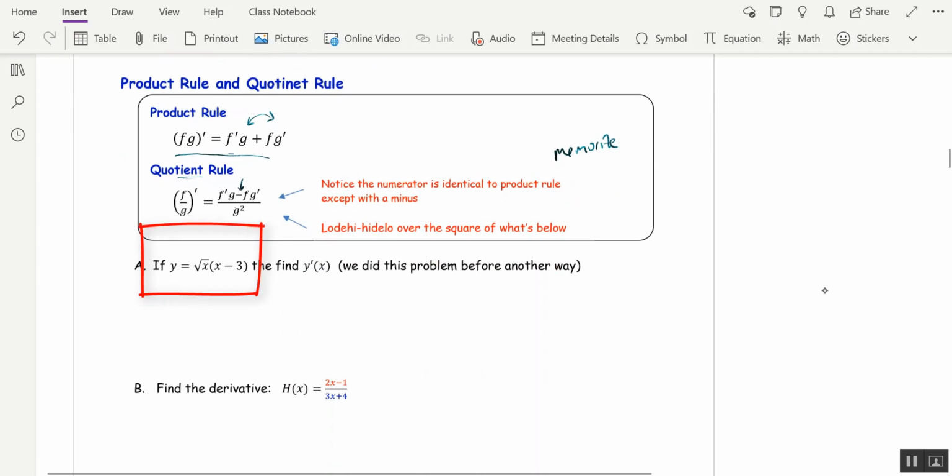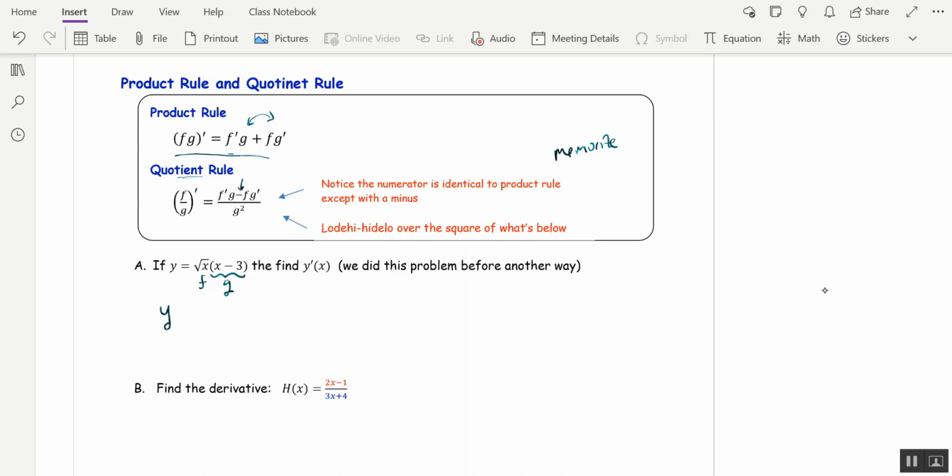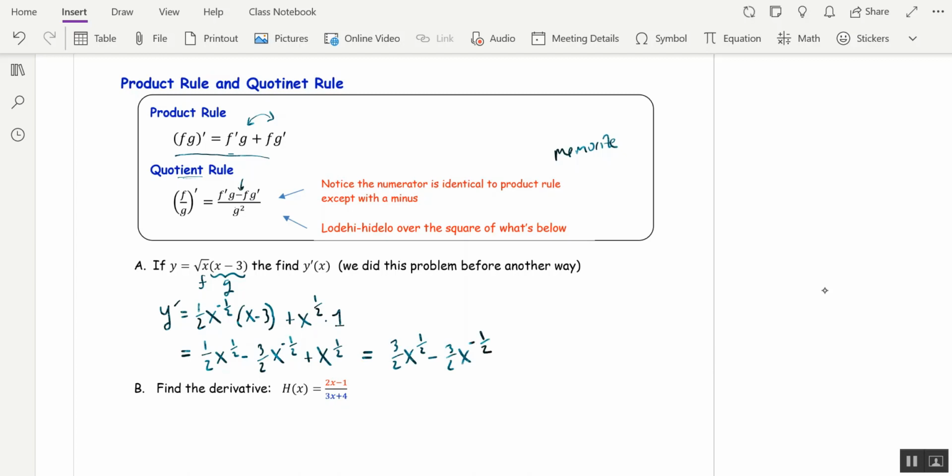So here we've got a function that is the product of two other functions. So root x is my f, x minus 3 is my g. We did this problem a different way on the previous page. Now we can find y prime using the product rule. So we take f prime, which is 1/2 x to the negative 1/2, multiply by g, and then add on x to the 1/2 times the derivative of g, which is 1. Now let's distribute to see if we get the same answer that we got on the previous page. This is 1/2 x to the 1/2 minus 3/2 x to the negative 1/2 plus x to the 1/2. And if I combine like terms, I get 3/2 x to the 1/2 minus 3/2 x to the negative 1/2. And that is indeed what we got on the previous page.